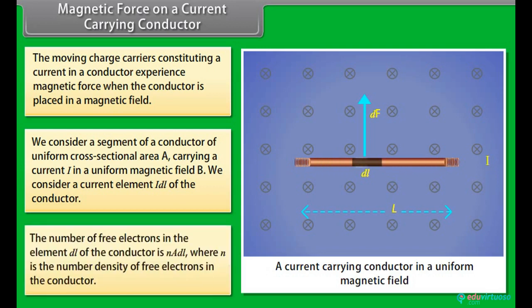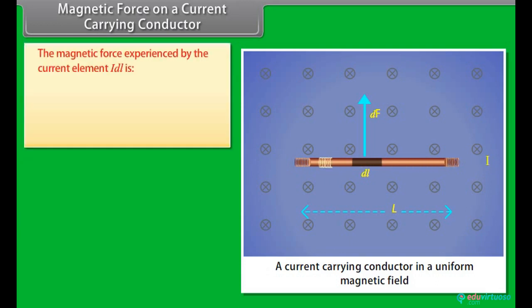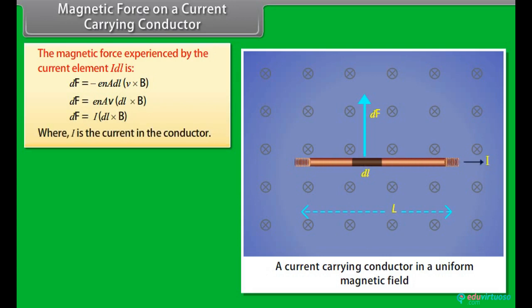The number of free electrons in the element dl of the conductor is nA dl, where n is the number density of free electrons in the conductor. The magnetic force experienced by the current element I dl is given by minus e nA dl into cross product of v and B, which is equal to I into cross product of dl and B, where I is the current in the conductor.